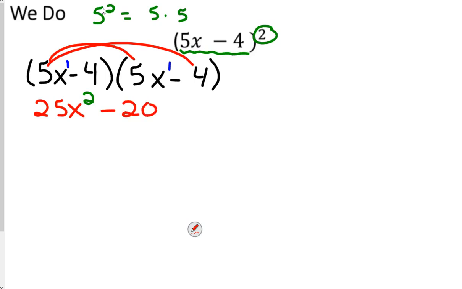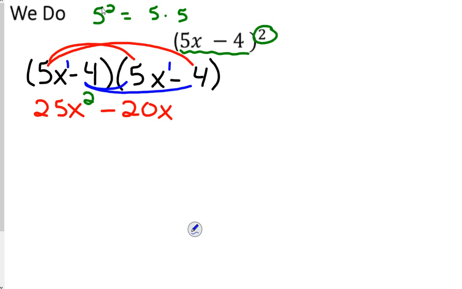And I cannot throw away my x, even though there's no other x. I still have to keep that x. Now that we've done that part, we're going to do it for this negative 4. So we're going to multiply this negative 4 times each of the terms in the second set of parentheses.